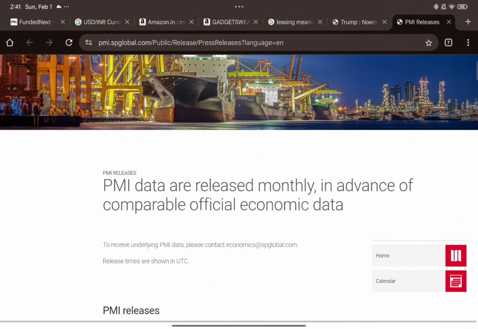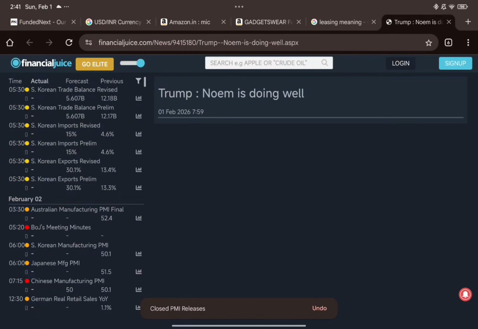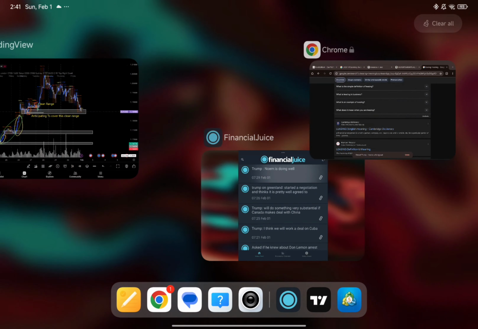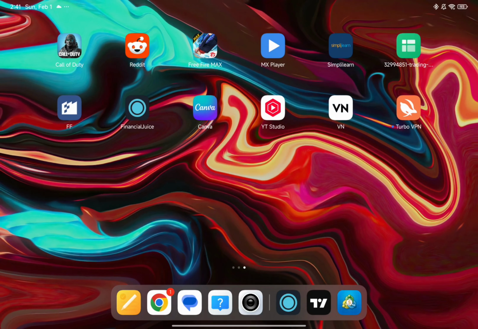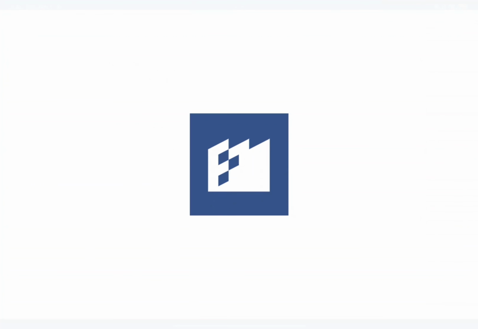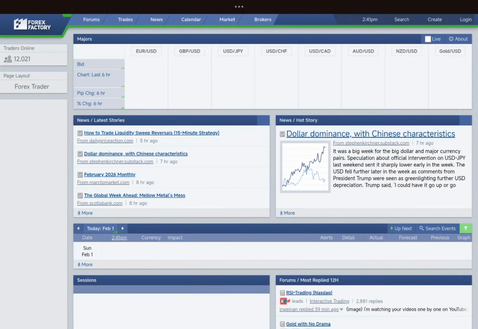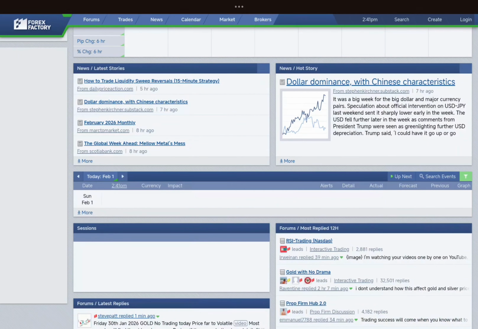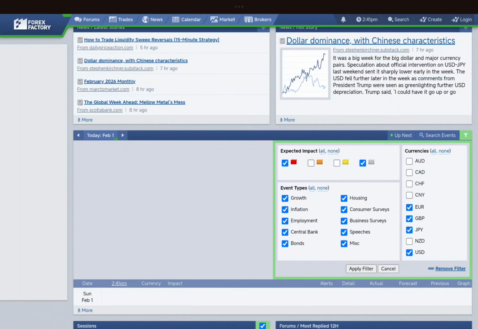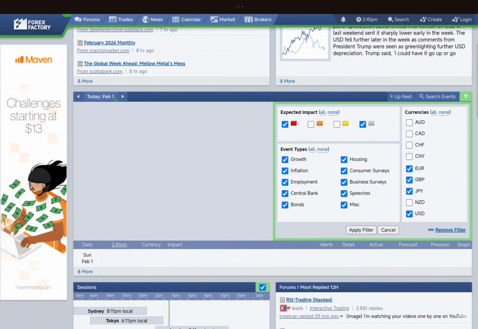So this is one of the articles. Basically it will be redirecting you to websites, like this. So you can read these articles and prepare yourself for the trading days. And the most effective is Forex Factory.